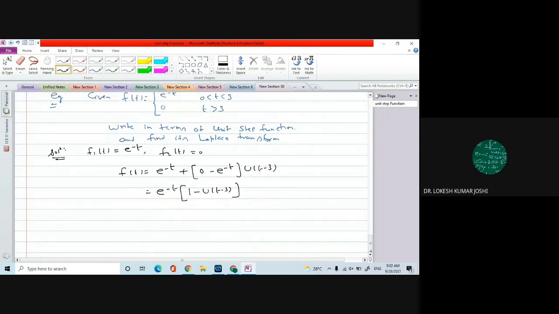Now, we have to find its Laplace transform. How can we find it? Laplace transform of f(t) can be given as Laplace of e to the power minus t times (1 minus u(t minus 3)). We can apply shifting. If we see this case carefully, it is of the type e to the power at into f(t). Therefore, with the help of the first shifting theorem, this can be written as F of s plus 1.